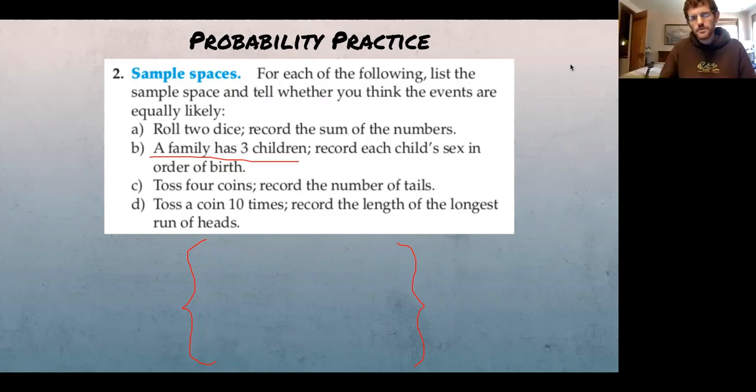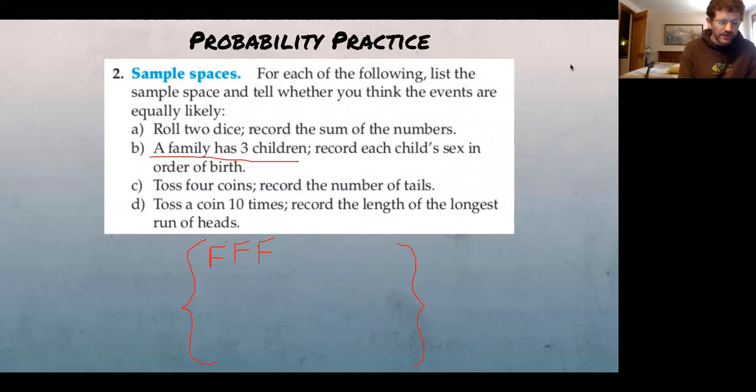So the firstborn could be male or female. So let's just start off and say the firstborn was female. The secondborn could be male or female. Let's just say it was also a female. And the thirdborn could be male or female. And let's say the thirdborn was a female. I'm starting off with female, female, female on purpose. That way we can kind of methodically go through it. So that's one possible outcome. We have 3 kids and all 3 of them are females in order.